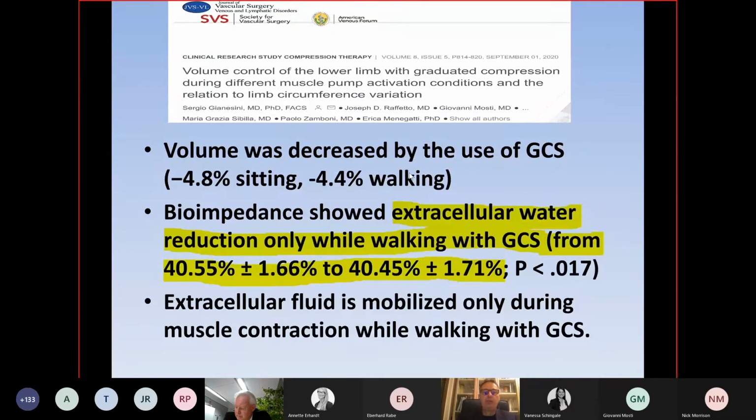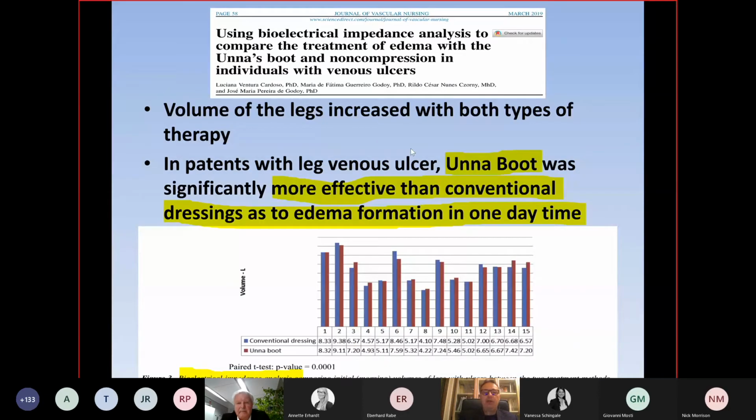This is another article from the group of Gianesini, where they demonstrated with bioimpedance, another kind of bioimpedance device, that they investigated the extracellular water, and they showed that the improvement of the extracellular water with the graduated compression stockings happens only when walking with stockings and not in a static position. This is another study where they investigated bioimpedance analysis parameters with Unna boot versus conventional dressings. Using the Unna boot, they were able to demonstrate that after 1 day, the bioimpedance values improved, which was not the case with classical, conventional dressings.